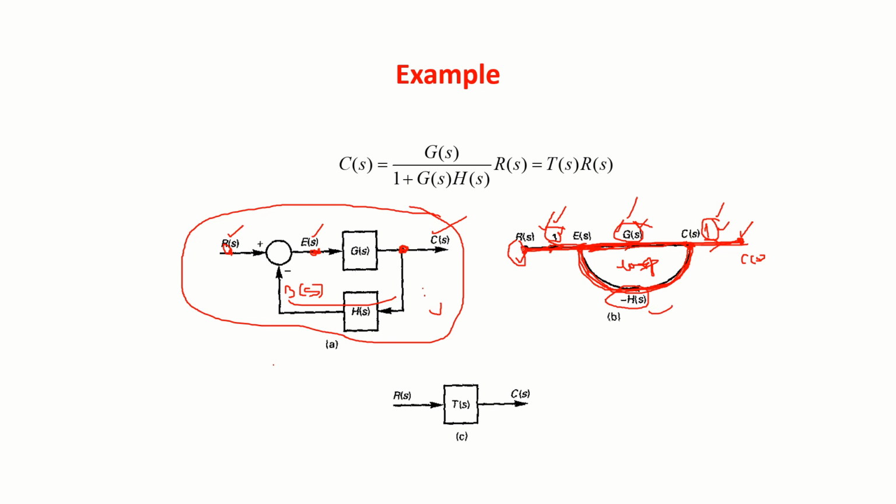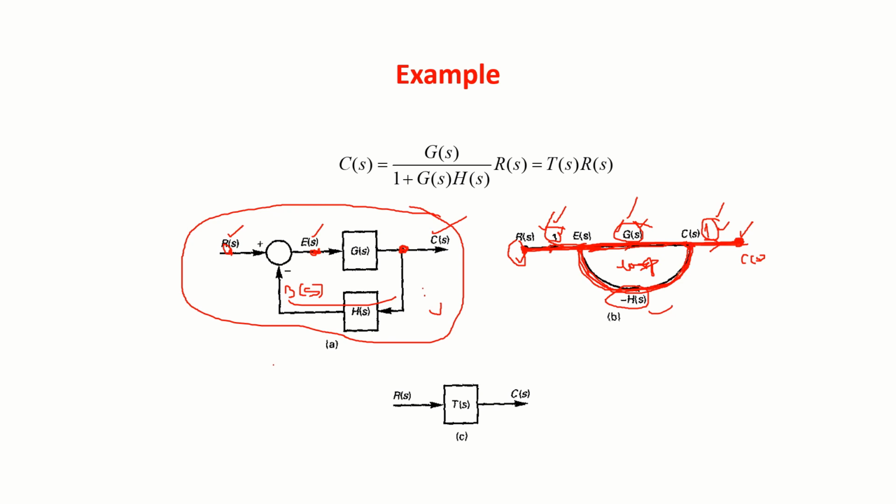Start here, move in the direction of the arrow, and without crossing any node more than once, reach this point. That is a forward path. Multiply all the transfer functions, 1 g of s 1. That is the forward path gain.